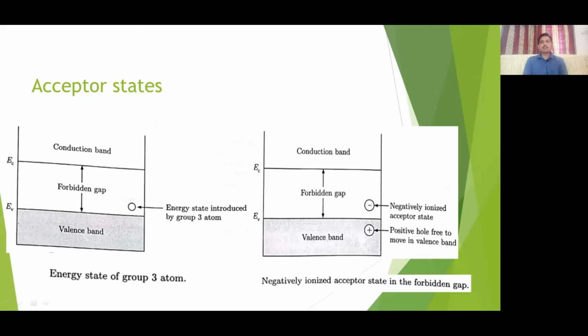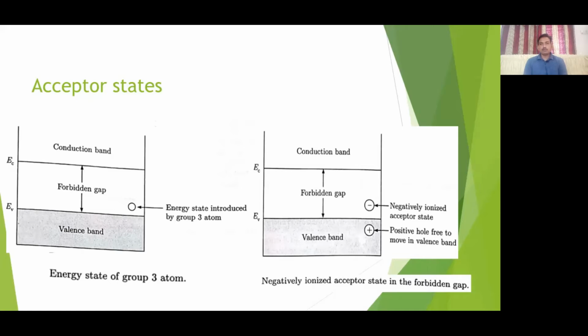The number of holes inside the valence band increases. So hole concentration overall enhances due to the presence of the trivalent atom. Okay, so this energy state is basically an acceptor state, which accepts electrons from the valence band. So that's why this energy state is called acceptor state. So if you have many impurity atoms, then you can have many such energy states.